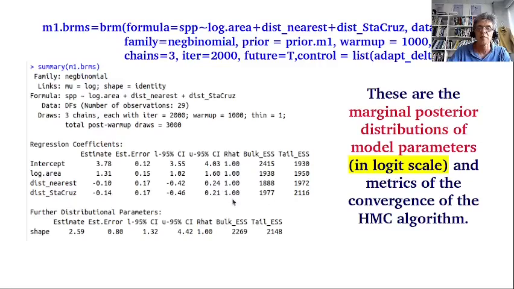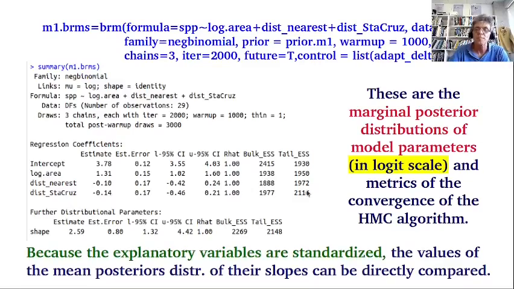We see that the r hat values suggest that the three chains have converged to a common stationary marginal posterior distribution for each parameter, and we have plenty of statistically independent estimates in our chains. Because these explanatory variables were standardized prior to analysis, we can compare the means of the posterior distributions of their slopes, and again show that a change in one standard deviation of the log area has a much larger effect on the mean of the number of species than changes in the other explanatory variables.